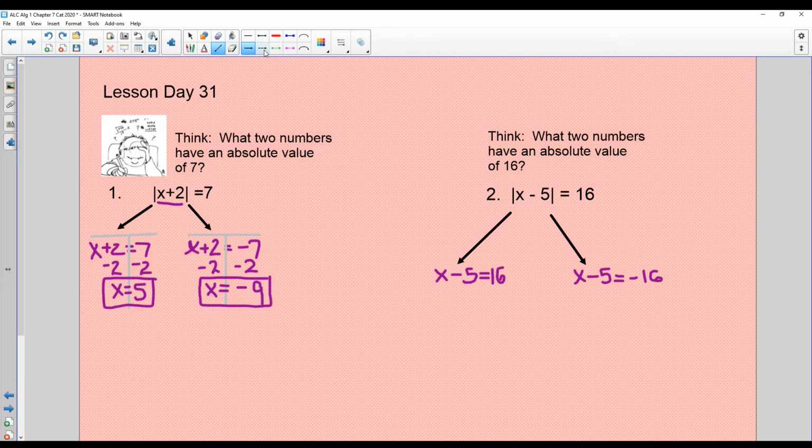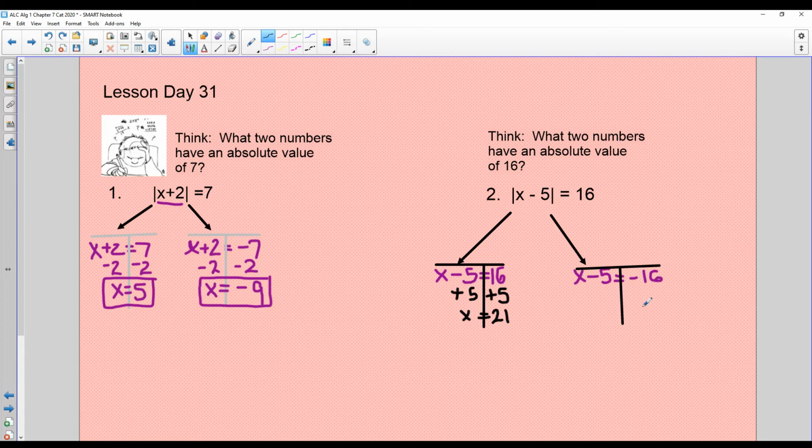And again, these are just one-steppers. This would be very similar to what we did at the beginning of algebra. And so then how do you undo a -5? Yep, you add 5. And what is 16 plus 5? And hopefully you said it was 21. So there's your first answer.